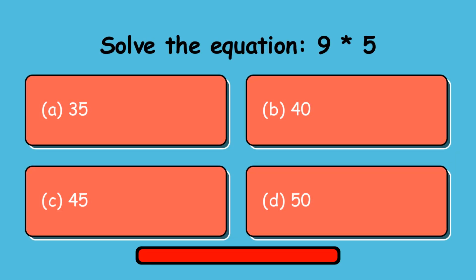Please solve the following problem. 9 multiplied by 5. Your options are A 35, B 40, C 45, D 50. You have 10 seconds to solve the problem. Good luck.